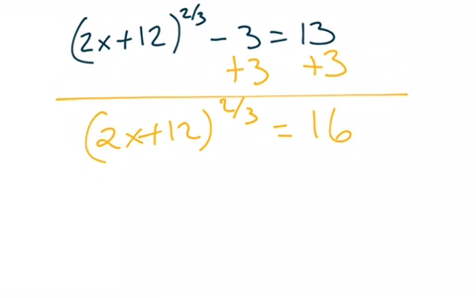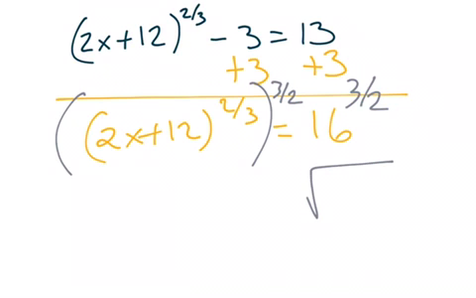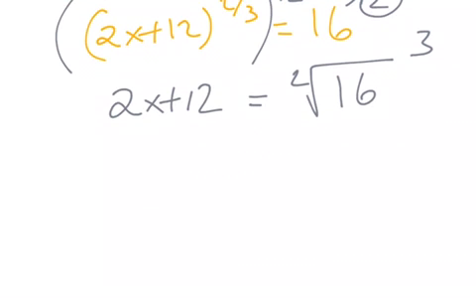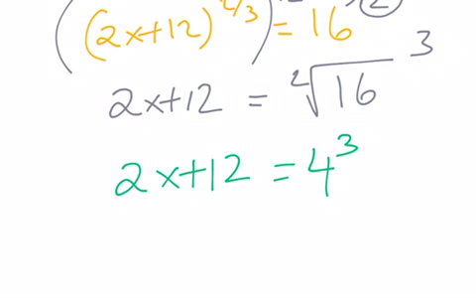Again, I want to get rid of that 2/3, so I'm going to raise it to the 3/2 on both sides, which means that I'm going to do the square root of 16, and whatever I get is to the third. Remember, the denominator is the index. Gives me 2x plus 12. And how do I clean that up? Well, the square root of 16 is 4. 4 to the third equals 2x plus 12.